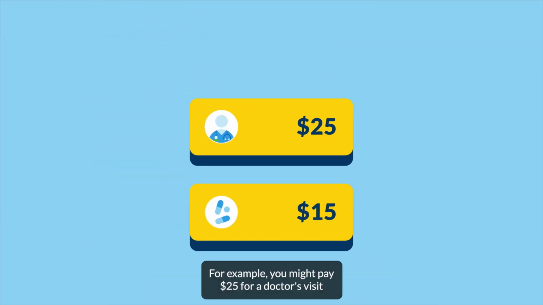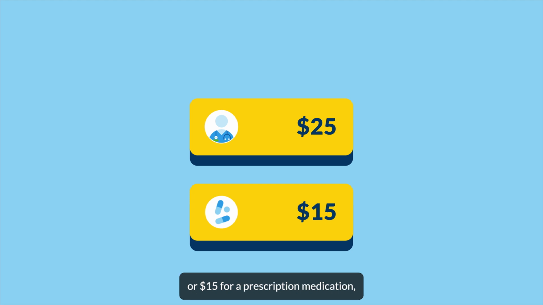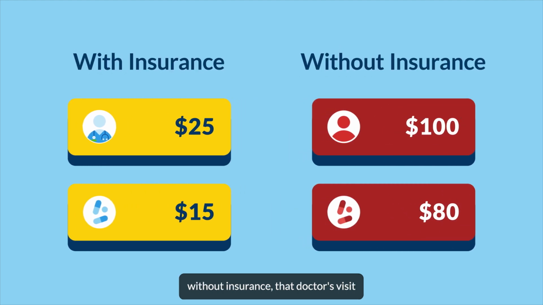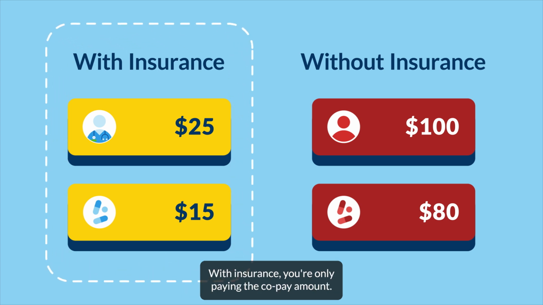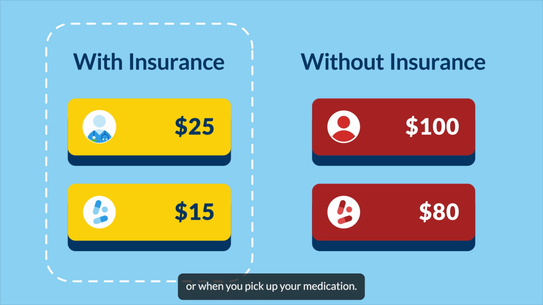For example, you might pay $25 for a doctor's visit or $15 for a prescription medication. Without insurance, that doctor's visit or medication would cost you much more. With insurance, you're only paying the copay amount. Copays are typically due at the time of the appointment or when you pick up your medication.